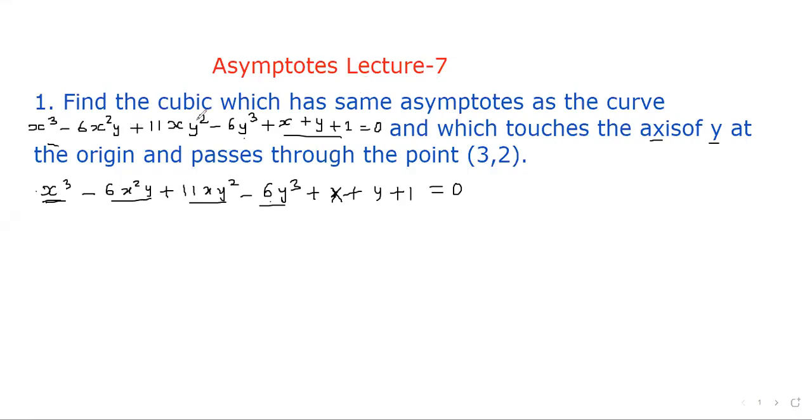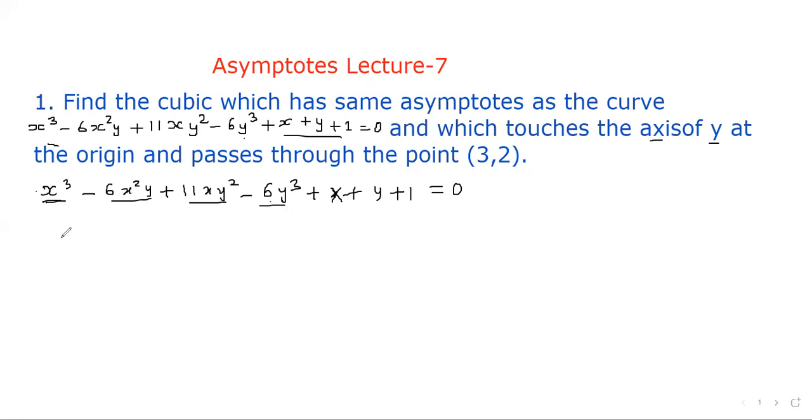Asymptotes, lecture number 7. Find the cubic which has the same asymptotes as the curve x cube minus 6x square y plus 11xy square minus 6y cube plus x plus y plus 1 equal to 0, and which touches the axis of y at the origin and passes through the point (3, 2). So here the equation is written: x cube minus 6x square y plus 11xy square minus 6y cube plus x plus y plus 1 equal to 0.